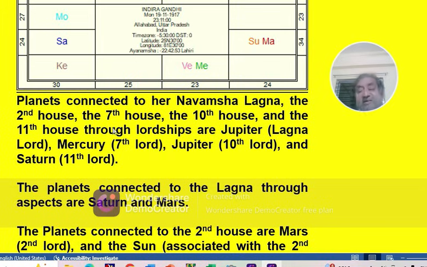When Pisces is the Lagna, Aries is the 2nd house, and Mars is the Lord. When Pisces is the Lagna, Sagittarius is the 10th house and Jupiter is the 10th Lord. When Pisces is the Lagna, Capricorn is the 11th house and Saturn is the 11th Lord.